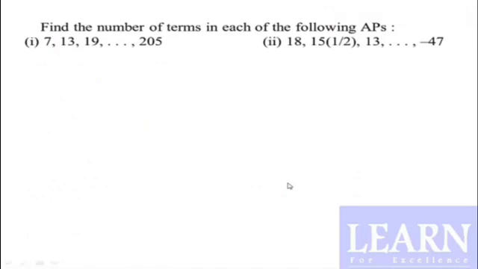Find the number of terms in each of the following APs. Here we need to find the number of terms in each of the following APs. Here they have given different APs. Now we need to find the number of terms. Now look here. It's similar to the previous one. Here we know the first term is 7 and d is a2 minus a1. What is a2 here? a2 is 13 minus a1 is 7. So 13 minus 7, what is the value? It is 6.